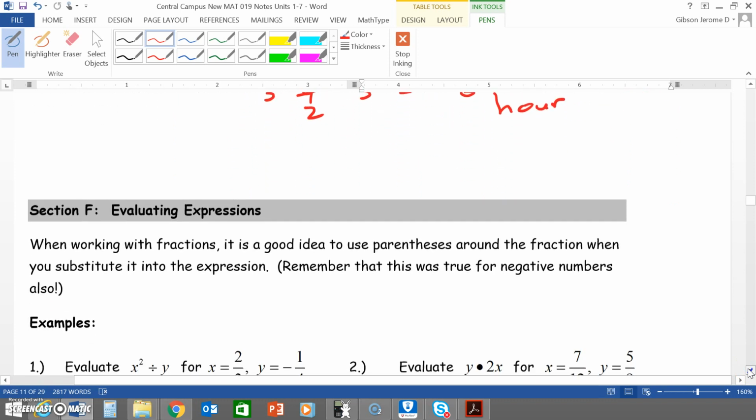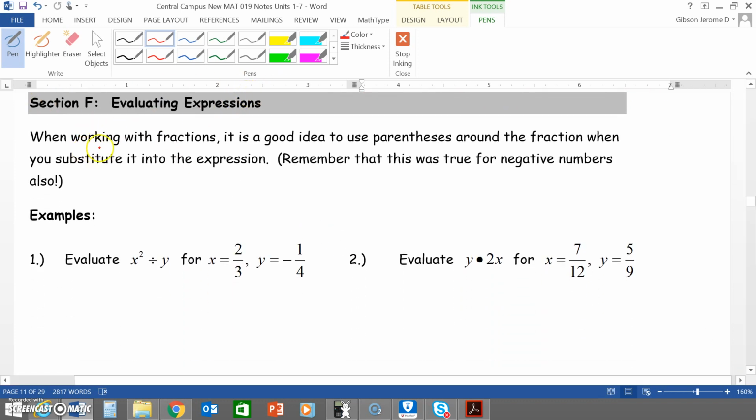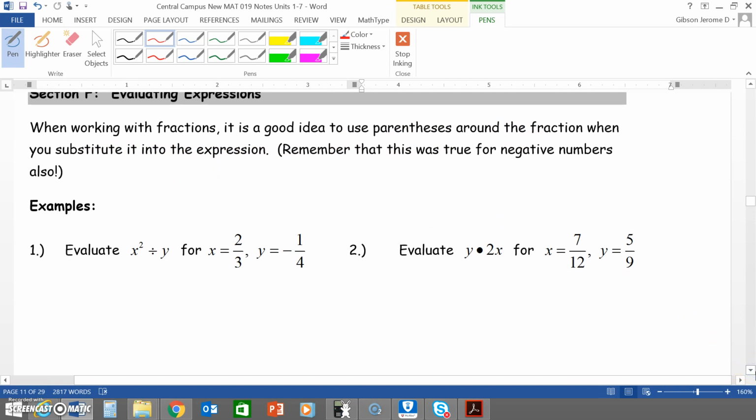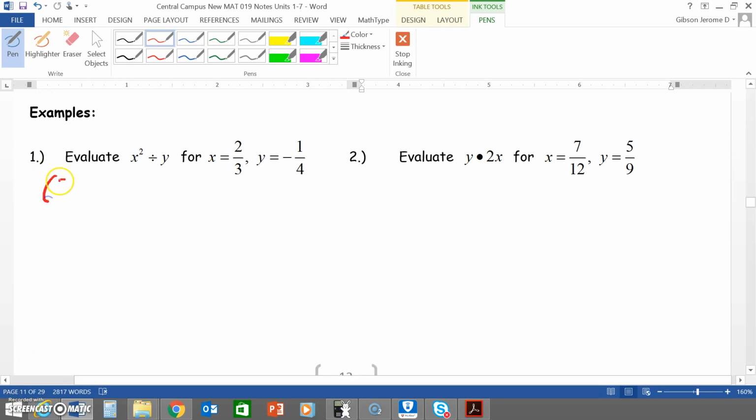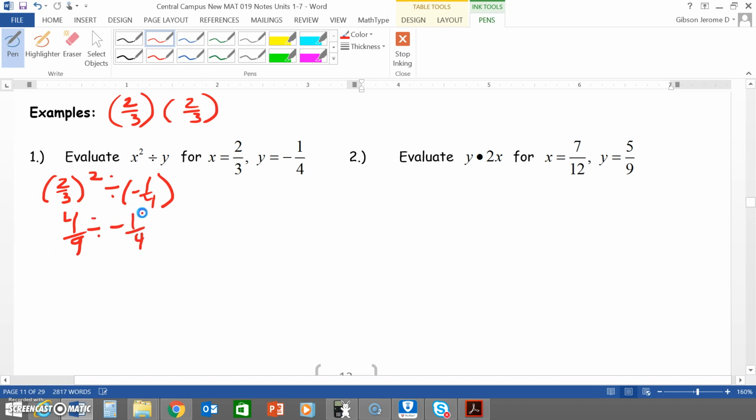Okay, now we go to section F, evaluating expressions. When working with fractions, it is a good idea to use parentheses around a fraction when you substitute it into an expression, just like we did in Unit 1. So now we have these problems. So we substitute in 2/3 for x, and we substitute in a negative 1/4 for y here. So now 2/3 in parentheses squared, that'll be the same as 2/3 times 2/3, which we know would be 4/9. And that'll be divided by a negative 1/4.